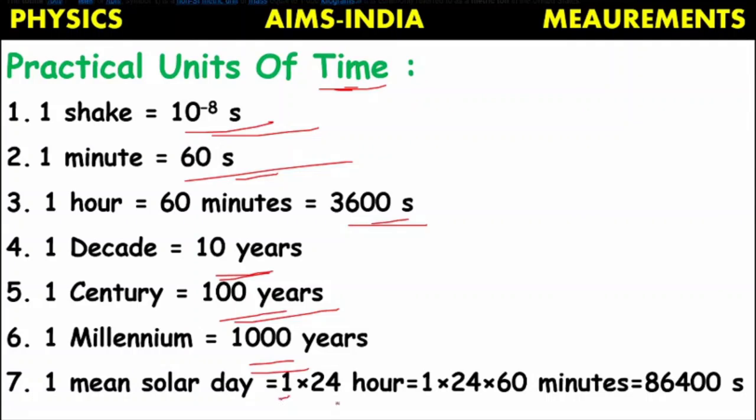One day is going to have 24 hours and each hour is going to have 60 minutes and each minute is going to have 60 seconds. If you multiply 24 with 60 and again with 60, we will get the total value of 86,400 seconds. These are the practical units of time. They are not the SI units, but in normal or daily usage, we will make use of these units.